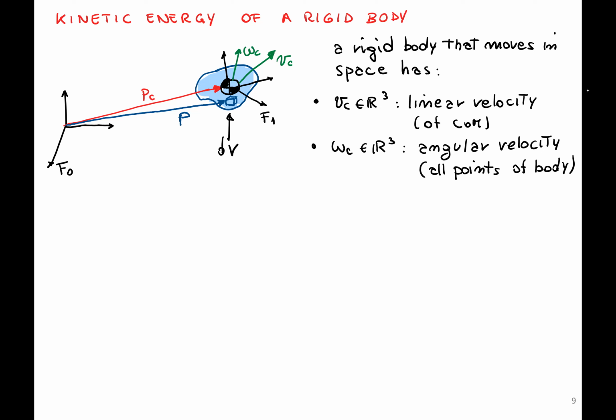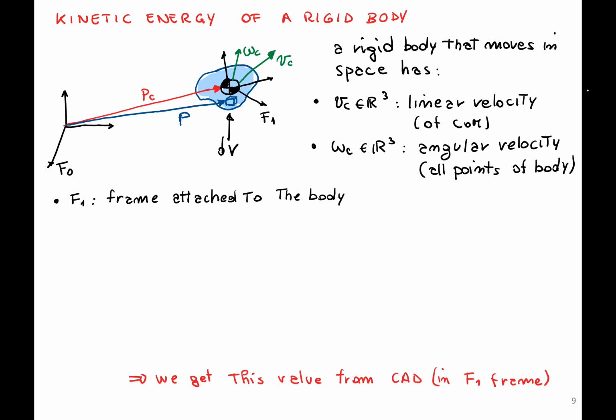And it's convenient to describe the rigid body motion using the linear velocity of one specific point, that is the center of mass, while the angular velocity is the same for all the points of the body. We select a frame to do this derivation, F1, that is attached to the body and is centered at the center of mass, okay? And if we want to derive the quantities relevant for a rigid body, what do we have?